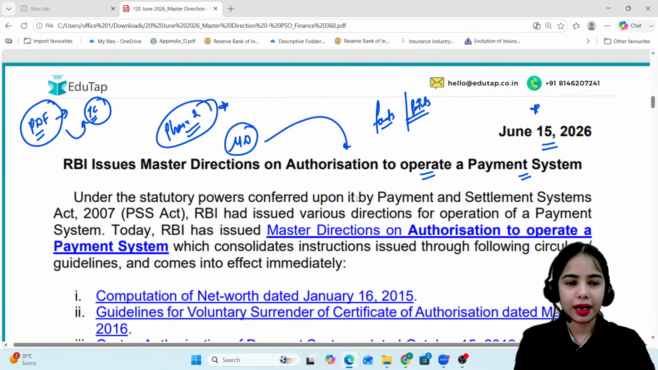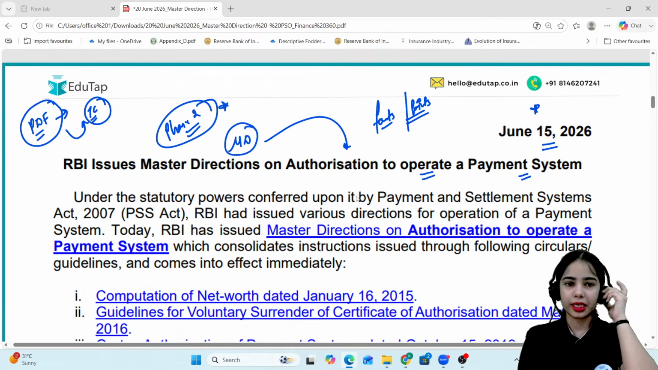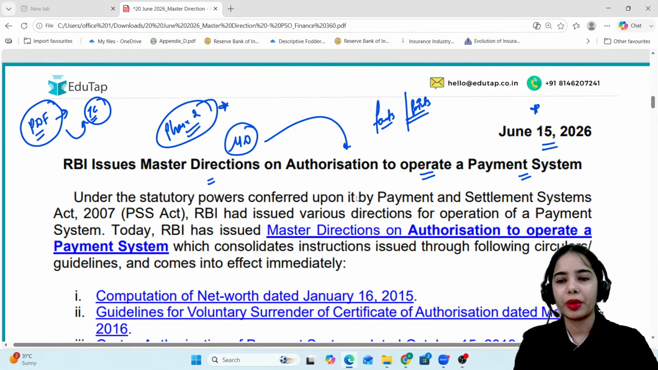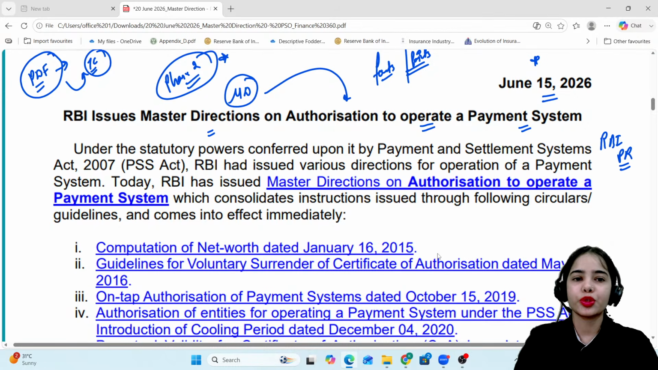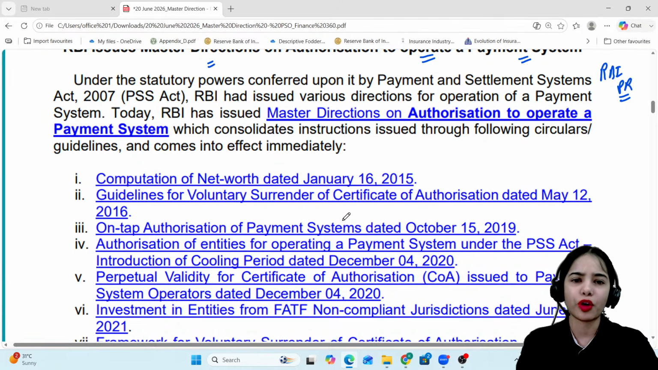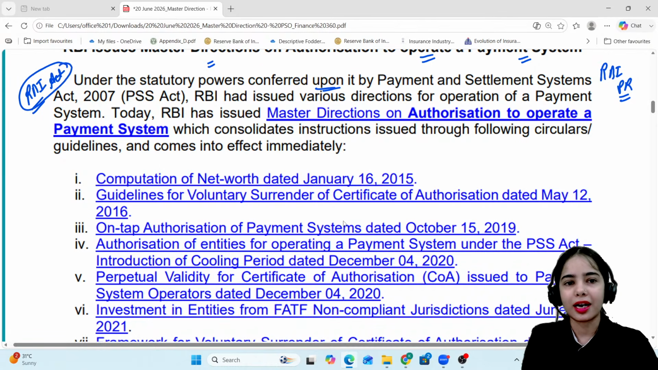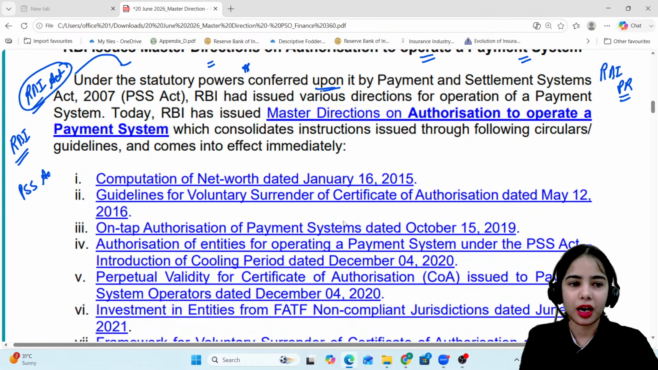Okay, so now let's start with today's session and let's start with the master direction on the authorization to operate a payment system. In the RBI press release also, RBI announced that it has issued this master direction. In the press release, only the basic information was provided, that under the statutory powers conferred upon it. So that means the Reserve Bank of India, as per the RBI Act of 1934, has the statutory powers, the legal powers. There are the statutory powers conferred upon it by the RBI Act 1934, as well as the statutory powers under the Payment and Settlement System Act of 2007.